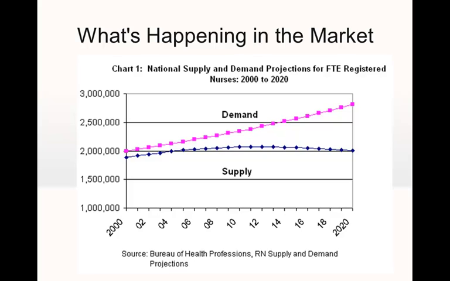So what's happening in the market? We know that with the graying population, the projected nursing shortage is going to hit fairly soon, if it's not already. But we know that there have been fluctuations since the millennium. And what I often hear nursing students say to me is, oh my gosh, Vicki, there are no nursing jobs out there. I can't even find any positions that are posted.